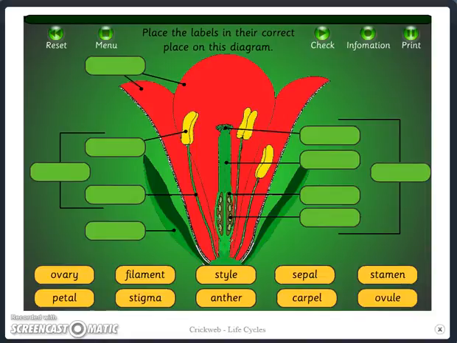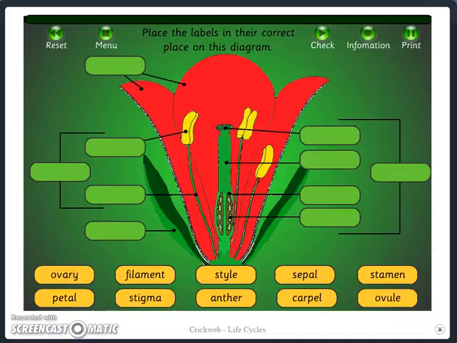Hi class. So now that you have spent some time with my Prezi, I think you should be ready for a little test. Let's see what you know. Work along with me here and let's fill in the names for the parts of the flower.